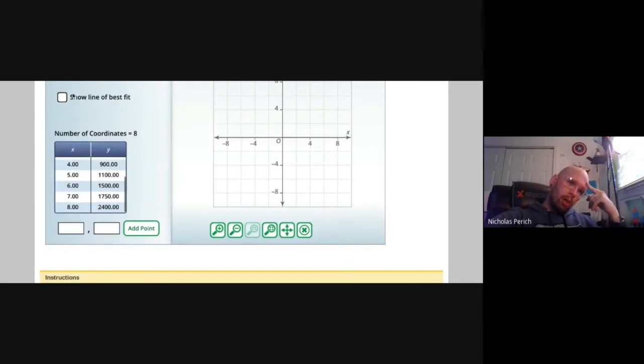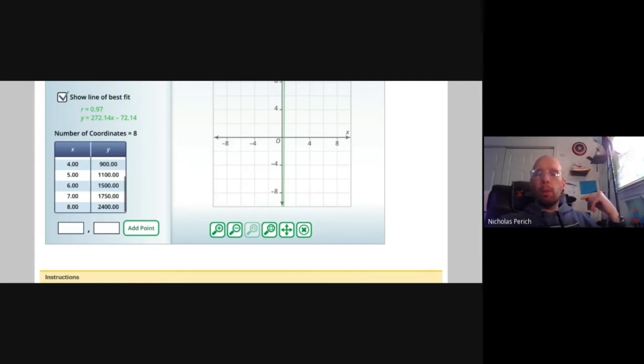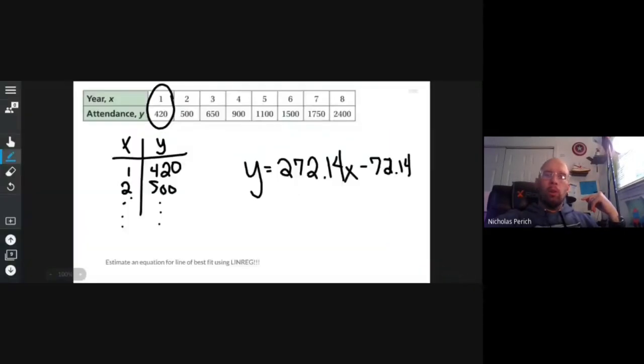Okay, this is where I'm at. Line of best fit: y equals 272.14x minus 72.14. Can't get much prettier than that. Yo, that's crazy. My correlation coefficient was 0.97.